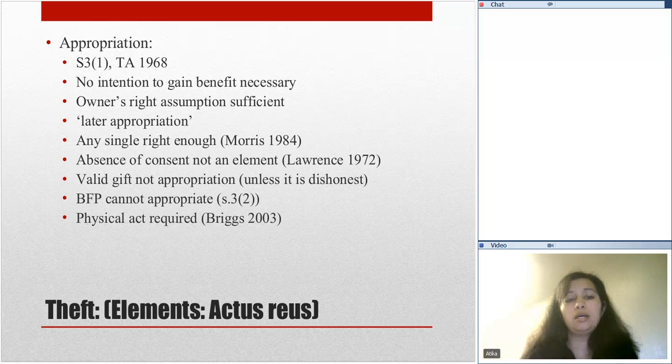Now, last for now is the point in appropriation that court says, in the case of Briggs, court said that appropriation requires physical act. It cannot be automatic. For example, automatically transfer of the money would not be an appropriation.